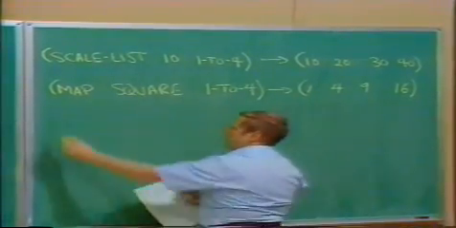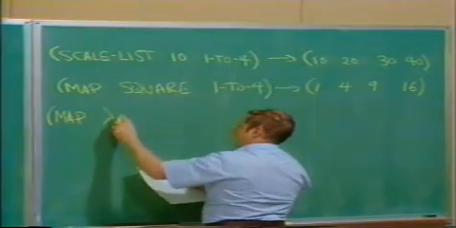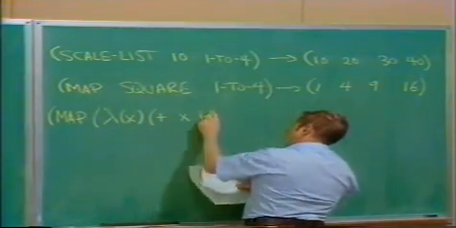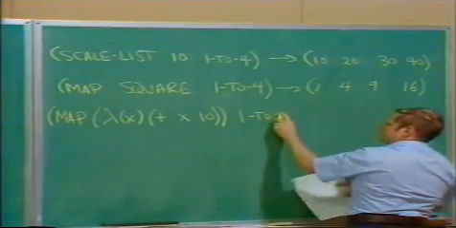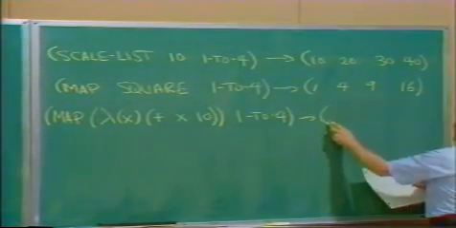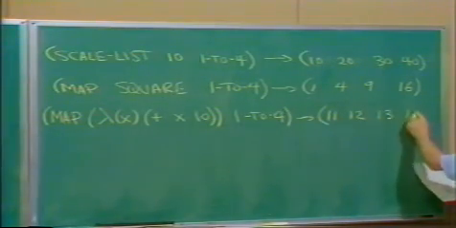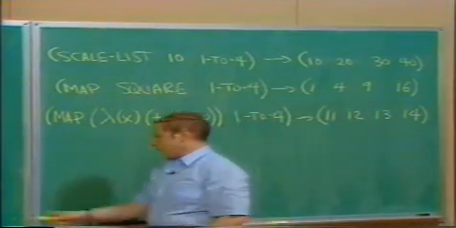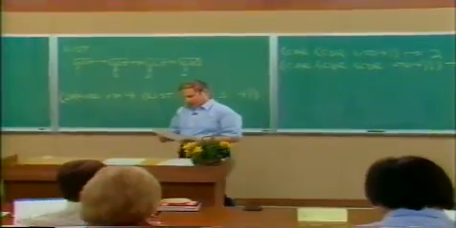Right, or if I said map down this list lambda of x, plus x 10, if I mapped that down 1 to 4, right, I'd get the list where everything had 10 added to it. Right, so I get 11, 12, 13, 14. Right. And you can see that's going to be a very, very common idea, doing something to every element in the list.